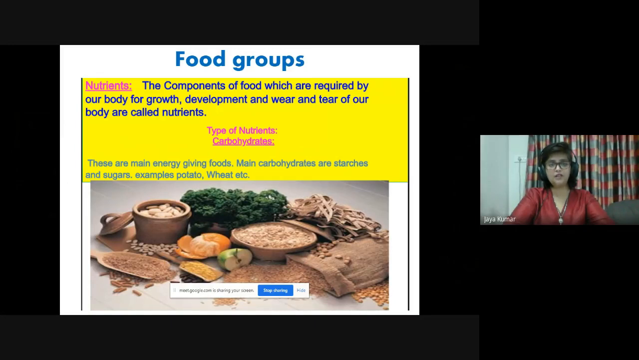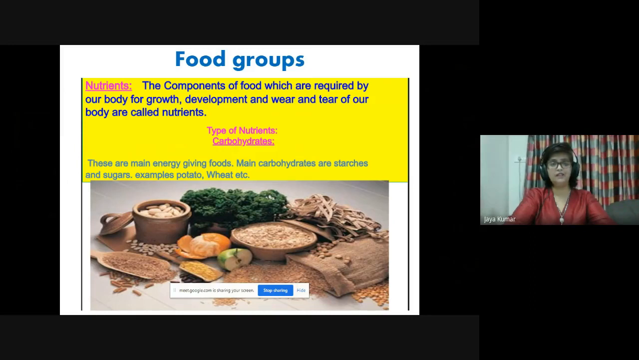Nutrients are the food components which are required by our body for growth, development, and wear and tear of our body. They are found in different types of food we eat, but not every food gives the same types of nutrients. Some of them give nutrients that give us energy. Some of them help us to grow. Some of them prevent us from diseases. Whereas some of them make our bones and teeth strong. So on the basis of types of nutrients, foods are divided into 5 groups.